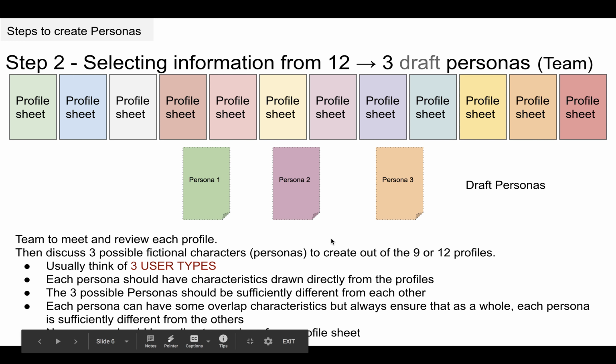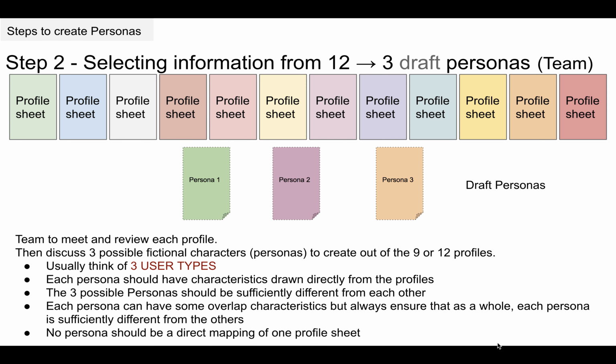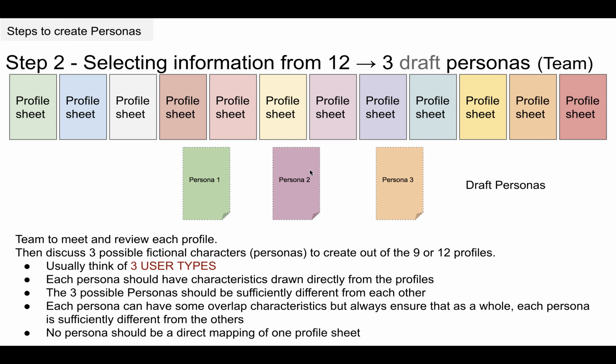Finally, back to here, no persona should be a direct mapping of one profile shade. So do not do this. Do not say, okay, this person, I'm going to change into a persona. I'm going to map this person directly and create persona 1, persona 2 will be based on this, persona 3 based on that. Do not ever do that. So it should be a combination of different things from the profile shades that you have, down to 3. It doesn't mean that you use everything. It just means that you choose what is relevant and put it together here.